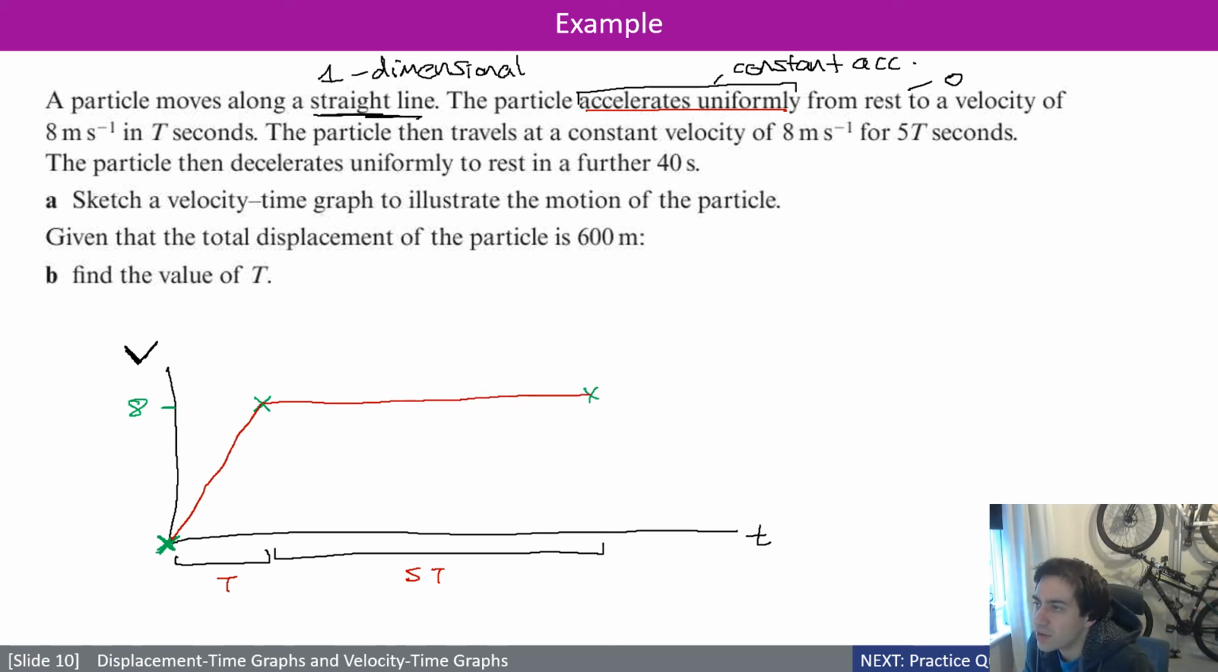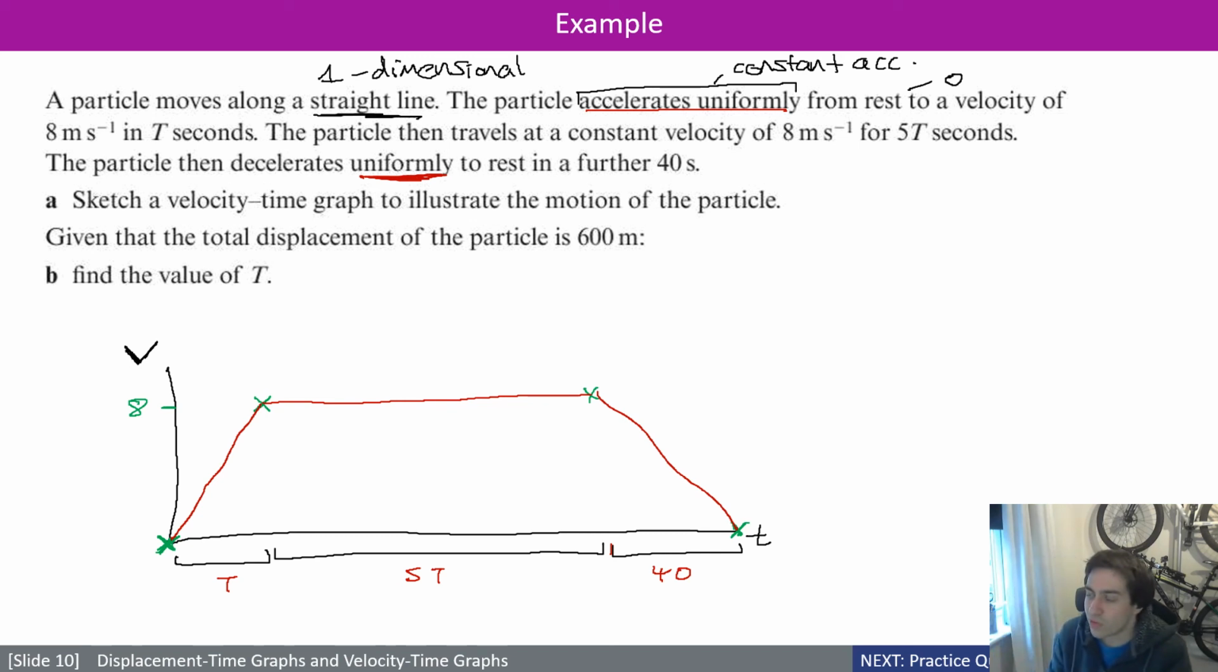And then it decelerates uniformly to rest in a further 40 seconds. So we don't know whether t is more than 40 or less than 40. It doesn't really matter. We'll just mark it on. We'll find out later what the actual t value is. But we know it comes back to rest, so it comes back down to the x-axis. Again, a straight line because it said it decelerated uniformly. Okay, that's the best I can do for a straight line.